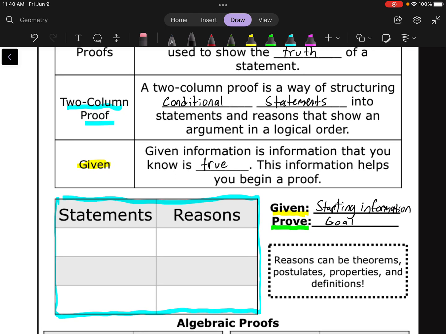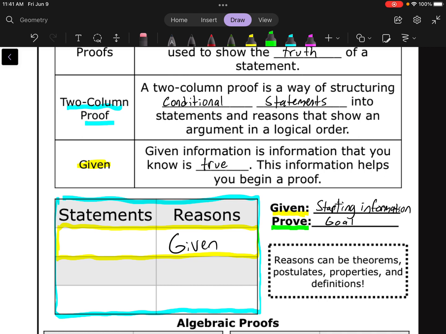So your starting information, your given, will always be written first. So that's always going to go right here. It should always be your very first thing that you write down. Sometimes you might have more than one given statement, in which case it takes up the first two rows. And for every statement that we write down, we also have to provide a reason. So our reason why we know that the given information is true will always be given. So your first reason should always be given.